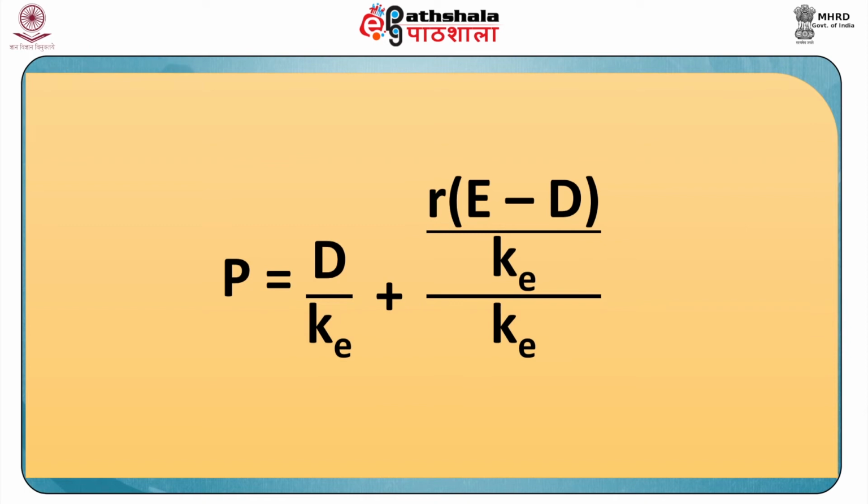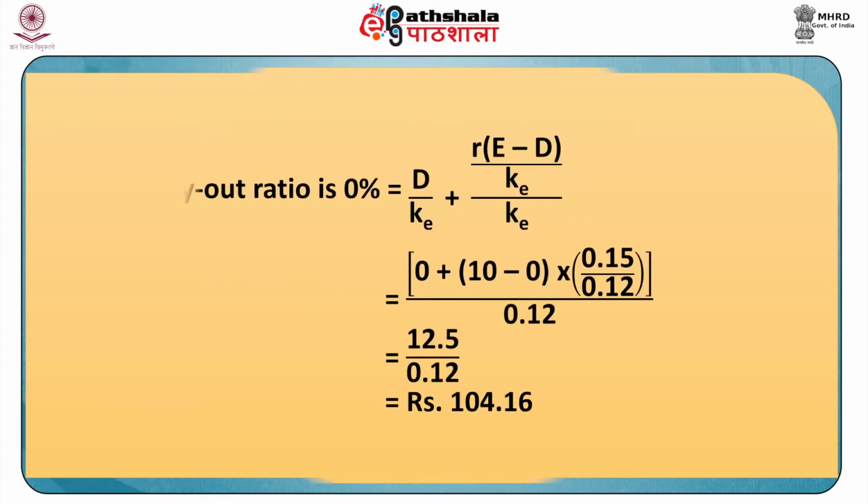Solution. Let's see the formula. P is equal to D divided by KE plus R times (E minus D) divided by KE, and whole divided by KE, where P stands for market price of share, D dividend per share, E earnings per share, R internal rate of return of the capital, KE cost of capital of the equity or the equity capitalization rate.